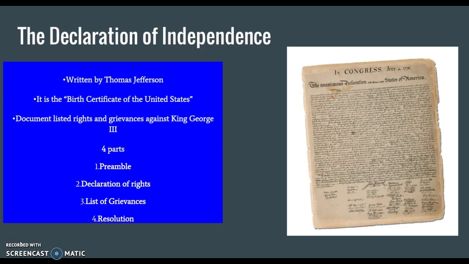A new country was about to be born. Thomas Jefferson was the unanimous choice to draft the document that would become the birth certificate of the United States, the Declaration of Independence. Benjamin Franklin and John Adams aided Jefferson with Declaration revisions. The document clearly listed colonist rights and their grievances against King George III.